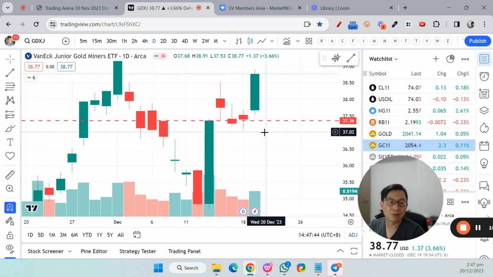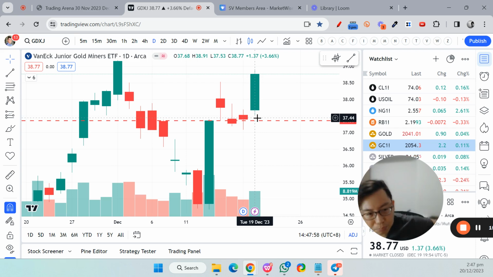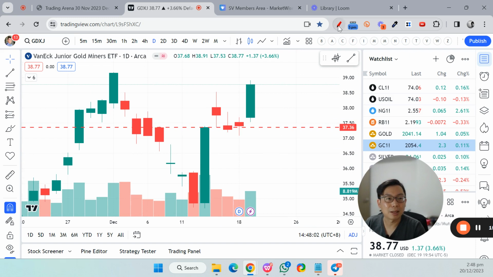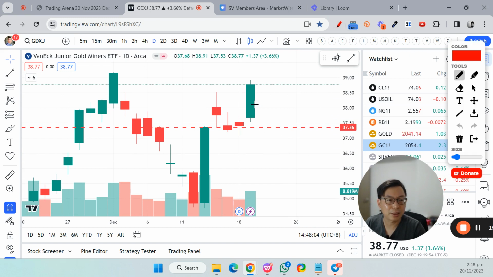The following day, I entered at the market open or near the market open. The market opens at Singapore time 10:30 p.m., so I entered at maybe 10:40, 10:45, that kind of market open. I just buy. Of course, luck is on my side. I think I entered somewhere around here, and then price continued to head higher. So this is one method you can do.